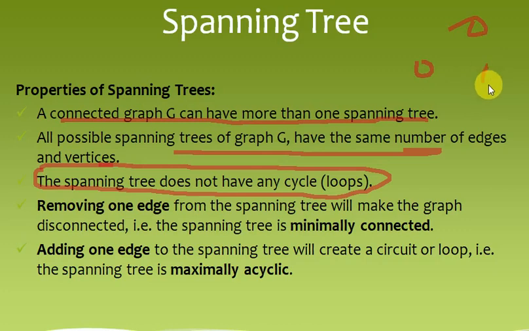For example, I'm going to connect these nodes. The minimum number of edges is required to connect them, and there is no cycle in them. Removing one edge from the spanning tree will make the graph disconnected. As you can see, this is connected now, but if you remove one edge, because we are using minimum edges, then this will be disconnected. For example, I remove this one, and you can see that this node disconnects from the previous nodes.